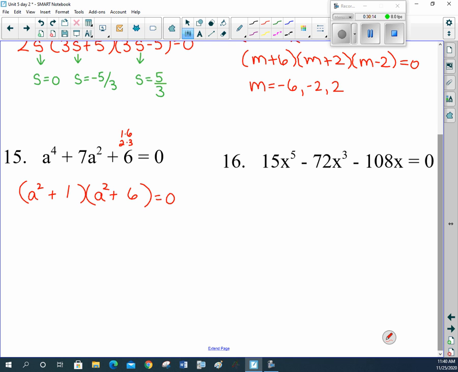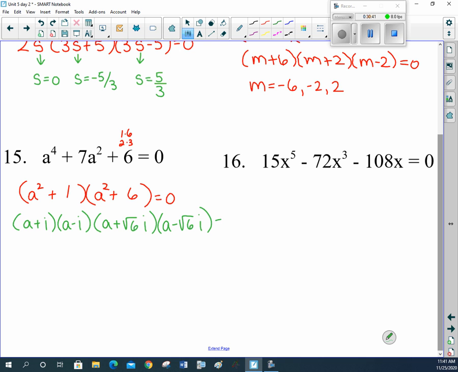Okay, so this one right here is sum of squares. So you can either keep factoring, this one you can solve it two different ways. So I'm going to do it both ways so you can see what happens. I'm going to take this parenthesis right here, a squared plus 1, and I'm going to factor it. That's going to go to a plus i and a minus i. And then the other parenthesis is going to go to a plus the square root of 6 i and a minus the square root of 6 i.